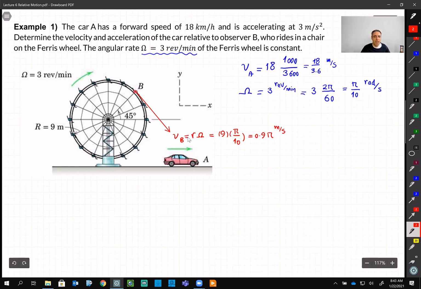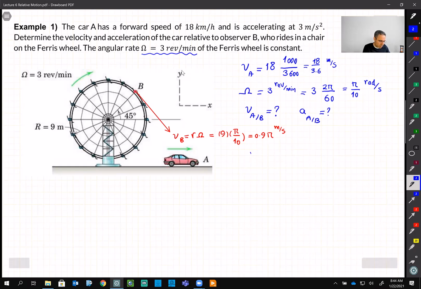So the problem is sort of solved. We have VA, we have VB, and we want a relation between them. Let's see what the question asks. It asks, find the relation between velocity and acceleration of the car relative to observer B. So this is what we are looking after. We want to find A with respect to B. This is what we are searching for, okay? And the question also asks about acceleration, so we need to be careful about that. Let's write those things. We also want A with respect to B.